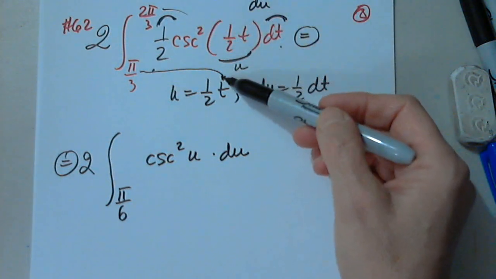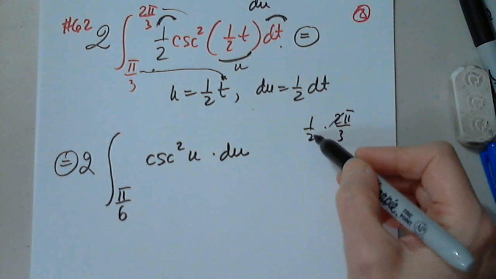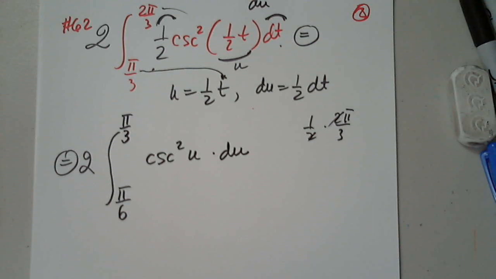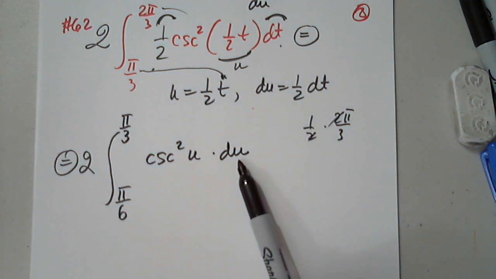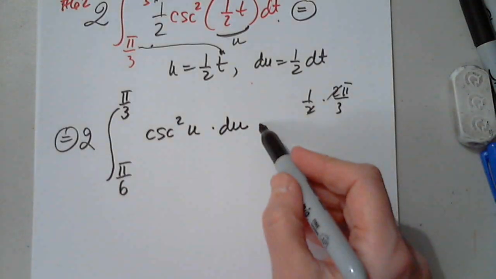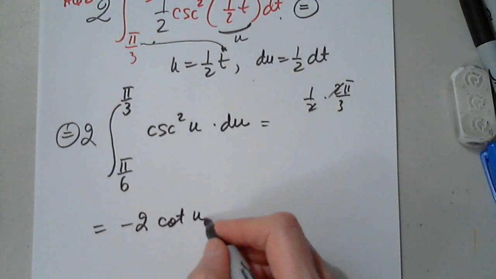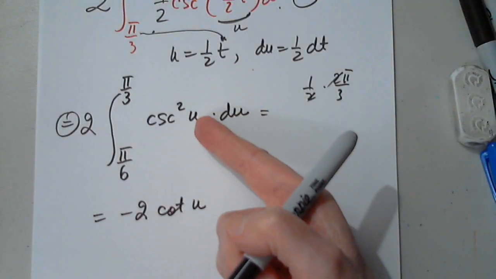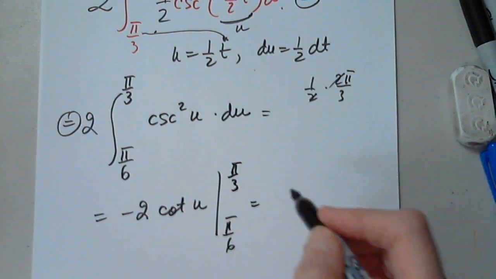When the upper limit is 2 pi over 3, 1/2 times 2 pi over 3, I simplify and I get pi over 3. Do not copy the limits of integration from t to u because they are not the same. So then I know that this is -2 cotangent u, because when I differentiate -2 cotangent u, I get cosecant squared, from pi over 6 to pi over 3.